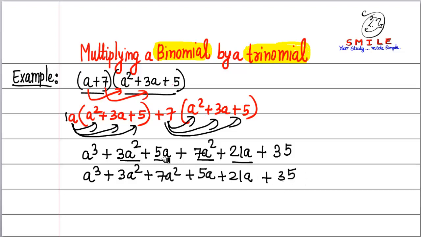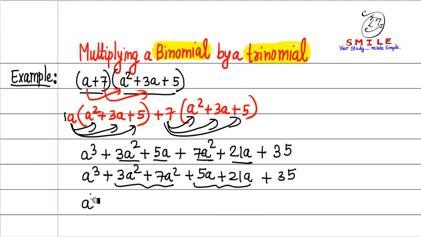Let us check. 1 2 3 4 5 6 terms were there. 1 2 3 4 5 6 terms are there. Both of these are like terms, and here also both are like terms. So we get a cube plus 3a square plus 7a square becomes 10a square plus 5a plus 21a becomes 26a plus 35. So this is your answer. So it was very simple multiplying a binomial by a trinomial. And in the end, do not forget to add the like terms.